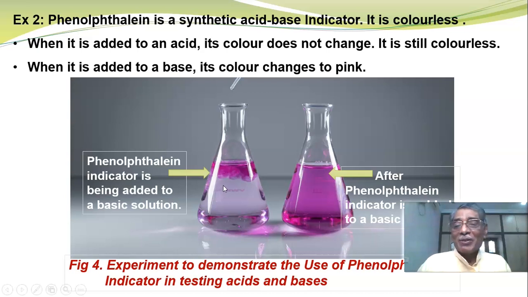You look at this figure. Now here on the left side, phenolphthalein indicator is being added. It is a colorless solution, but the color is changing to pink. After the phenolphthalein indicator is added completely, the whole solution turns pink. It indicates that this solution is basic in nature. In acidic solutions, phenolphthalein remains colorless, but in basic solutions, it turns pink.